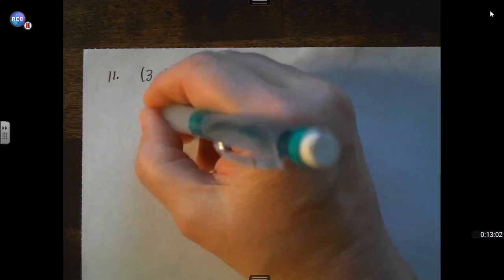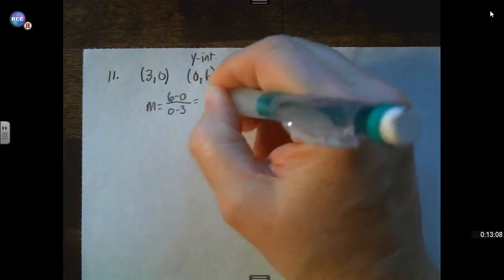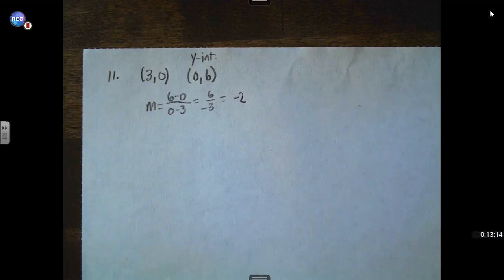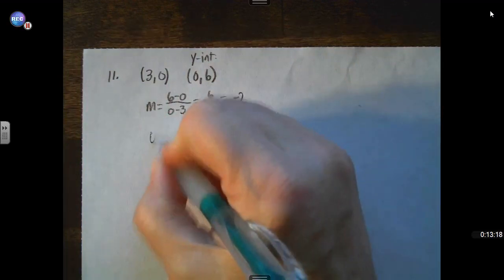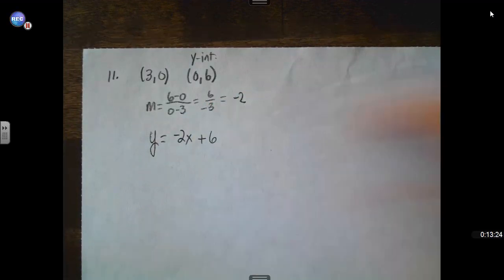So to find the slope, I take 6 minus 0 over 0 minus 3, which is 6 over negative 3, which is negative 2. Okay? Which means the equation of my line is y equals negative 2x plus the y-intercept, which they gave me, is 6. That's all there is to that.